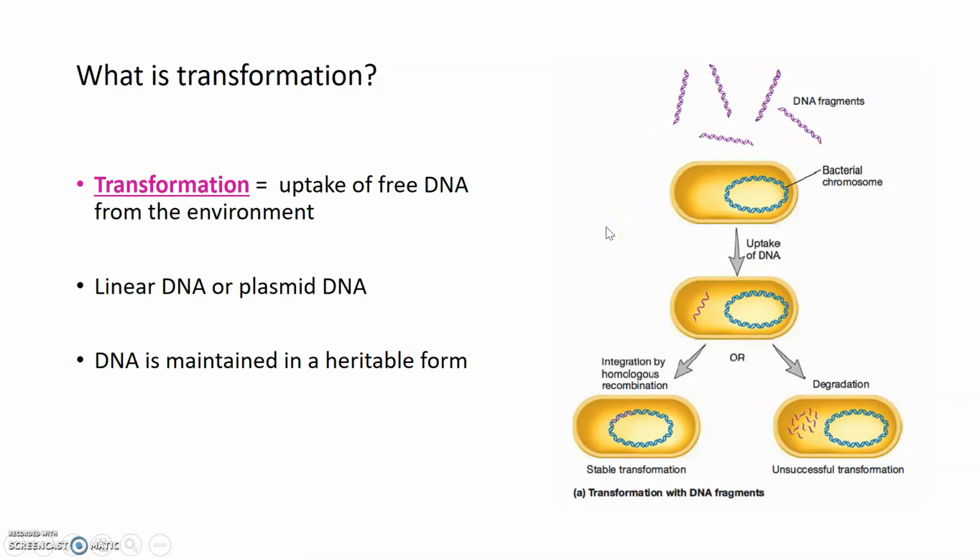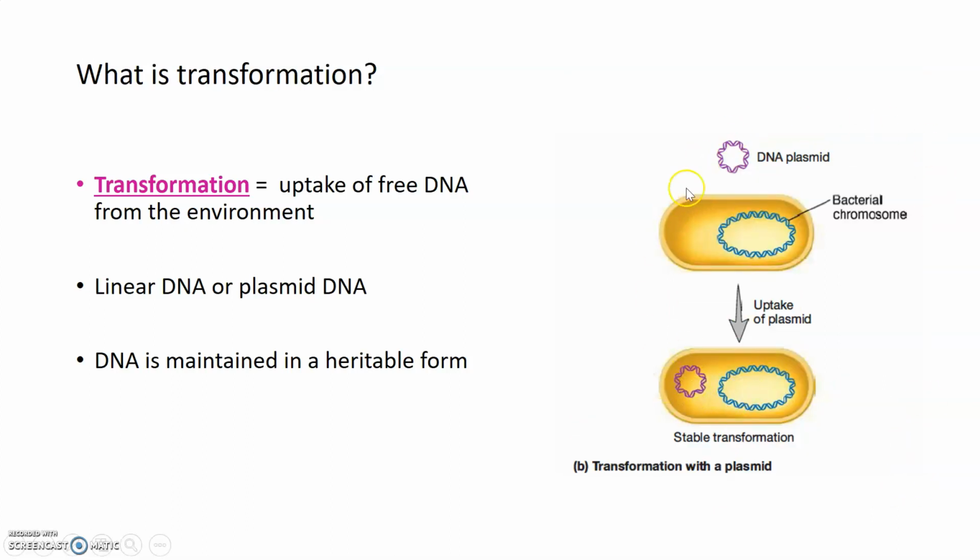What's important to remember is that in transformation, the DNA that's taken in is then maintained in a heritable way through what's known as a stable transformation. In the case of linear DNA, it can be taken into a bacterial cell and then integrated into the host chromosome, which is known as the stable transformation, and that integrated DNA would be passed down to any progeny cells. But DNA can also be degraded before it's integrated into the bacterial chromosome, and that transformation would be considered unsuccessful because anything encoded on these DNA fragments would never be expressed and also would not be able to be passed on to subsequent progeny cells.